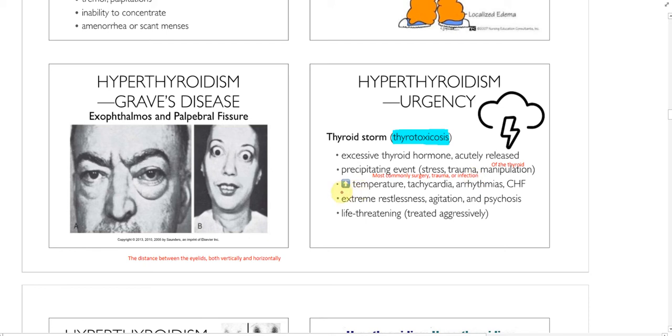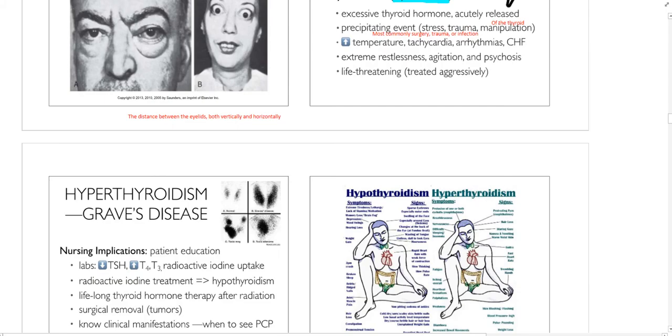They're going to have a super high temperature. Their heart rate's going to be racing. They may end up having arrhythmias and CHF, just from how hard the heart is having to work. They will not be able to hold still, and they'll be very irritated. They may even progress to a psychosis, and this is very life-threatening if it's not treated properly.